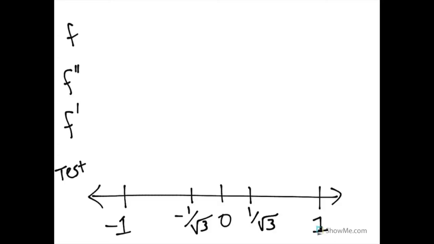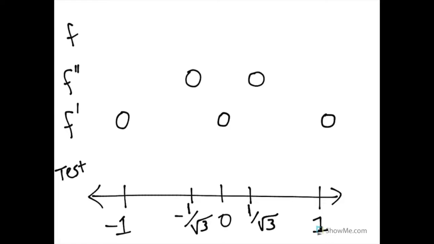So if you look at -1, 0, and 1 for f prime, you're going to get 0 for those values. But you're not necessarily going to get 0 for f double prime. In fact, you're for sure not going to, because otherwise we would have solved in the other place. Now, where the 1 over square root of 3 and the -1 over square root of 3 came from was setting f double prime equal to 0.